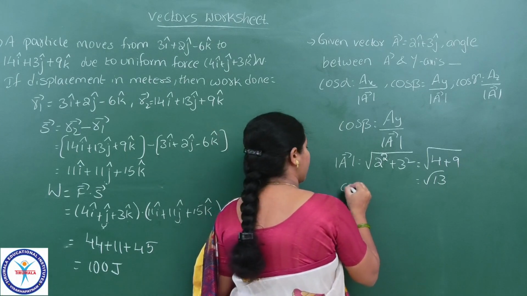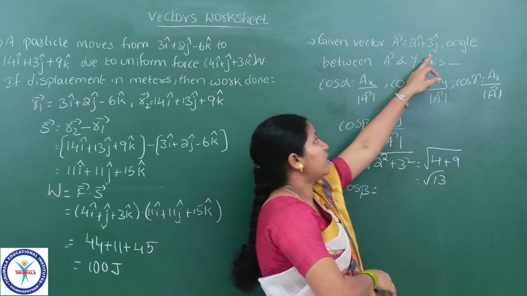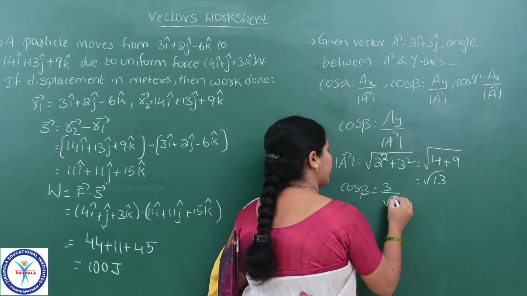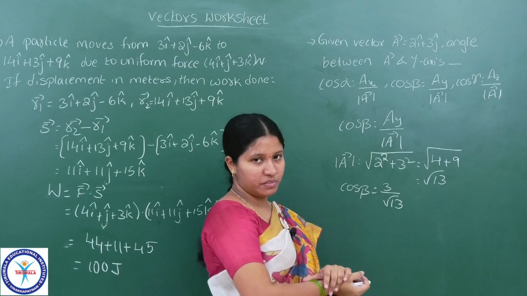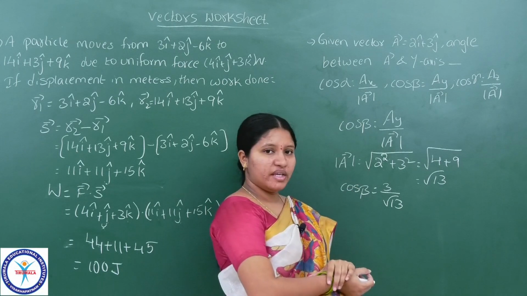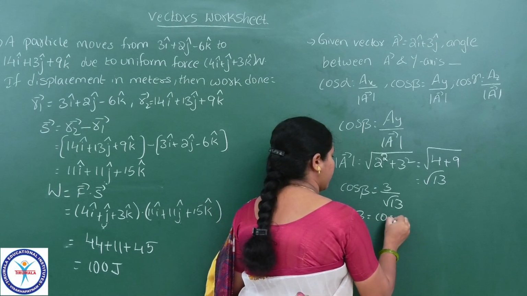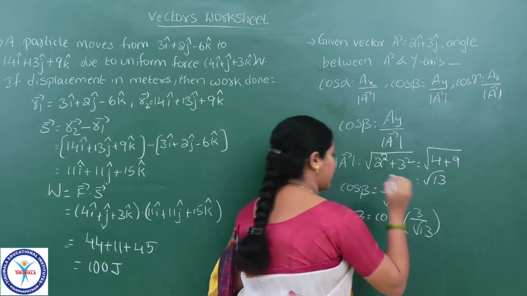So, we can write cos beta equal to ay. So, the coefficient of j cap is 3. So, 3 by root 13. So, we have obtained cos beta. We need to find the beta value. We can write beta equal to cos inverse 3 by root 13.